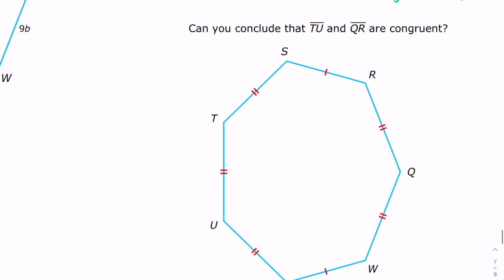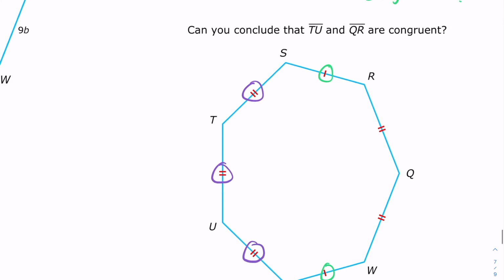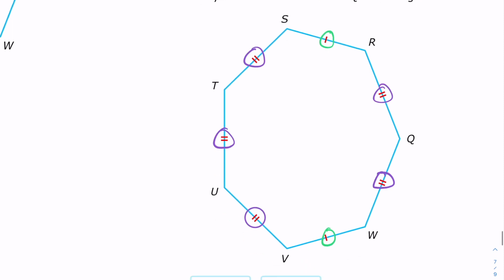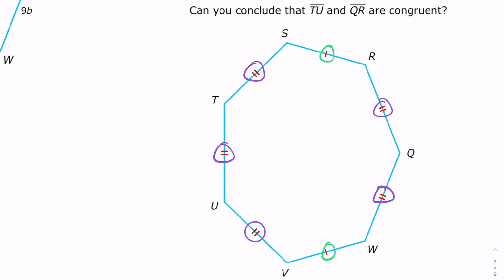And then here's our last one. Look at, we have different sets of tick marks. So these are congruent, and then all of these are congruent. Okay, so TU has 2 tick marks, and QR has 2 tick marks. Therefore, the tick marks individually tell us that they are congruent, but as a whole, those are congruent. So SR and VW are congruent, and the rest are RQ, QW, VU, UT, and TS. Those are all congruent.